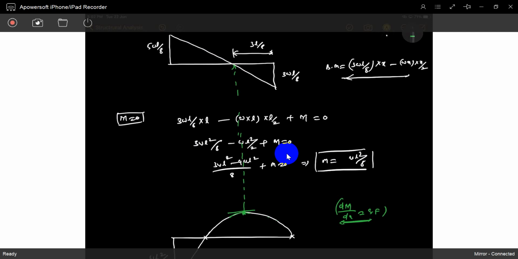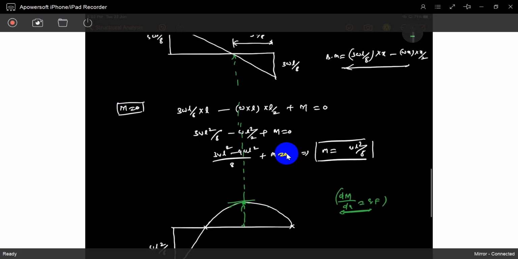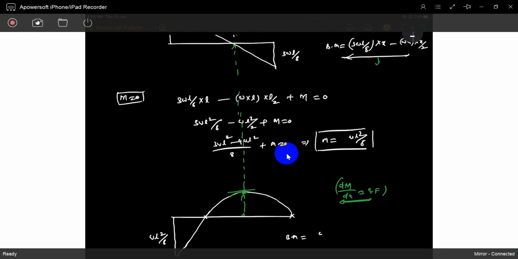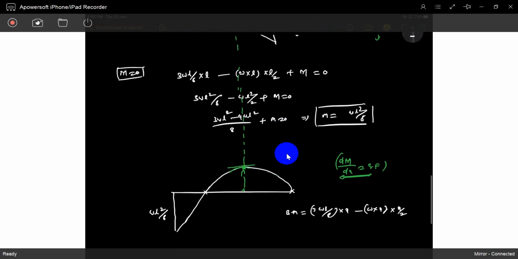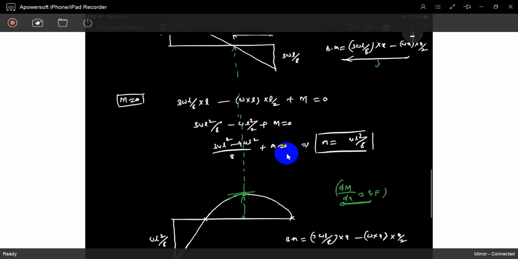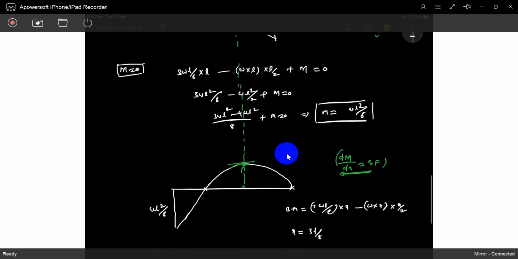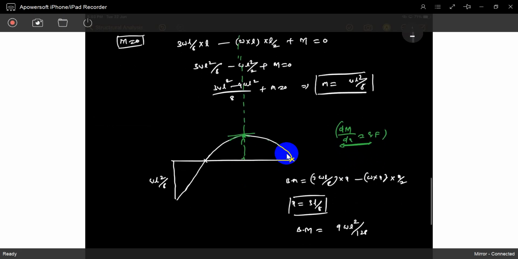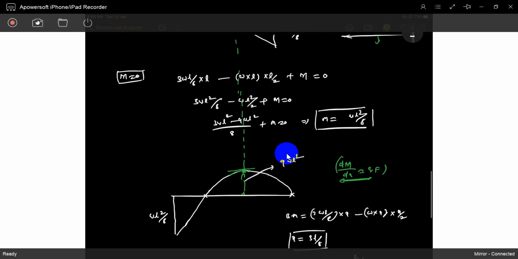Okay, I understood. So what is the maximum bending moment? I already gave the bending moment equation. Just see it: bending moment is 3WL by 8 into x, minus W into x by 2 into x. So what is the x value? Take x equal to 3L by 8, where shear force is 0. What is the bending moment? The bending moment is 9WL squared by 128. So this value is 9WL squared by 128.